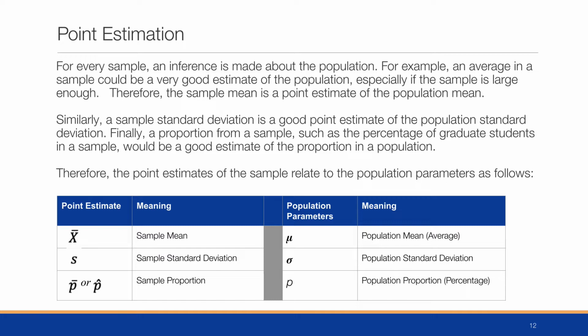Similarly, a sample proportion, which you might see in some books as p with a bar over it, or p hat, is the sample proportion. And then you're going to see this italicized p, which is the population proportion.